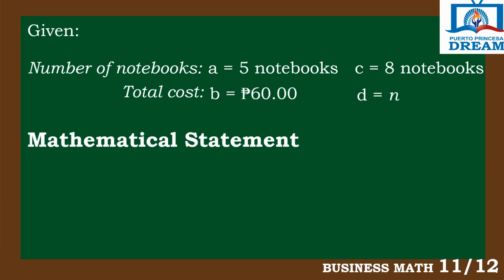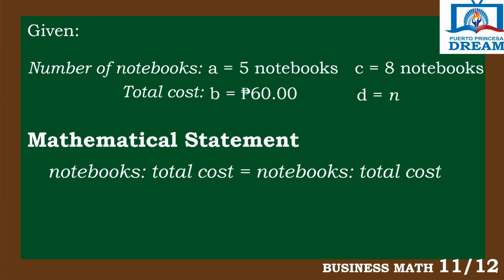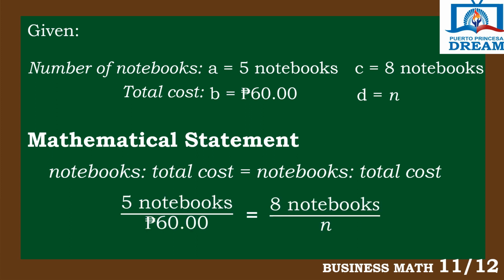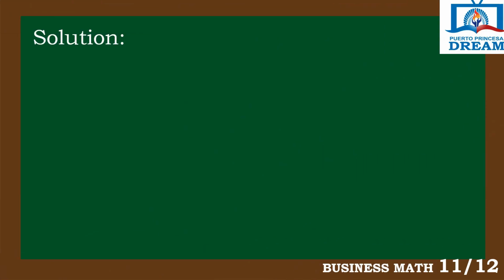And then we have the mathematical statement. So using the given, we have 5 notebooks over 60 pesos is equal to 8 notebooks over N. So again, from the mathematical statement, we set up the formula. 5 over 60 is equal to 8 over N. And applying the concept of cross multiplication, we have 5N is equal to 8 times 60.